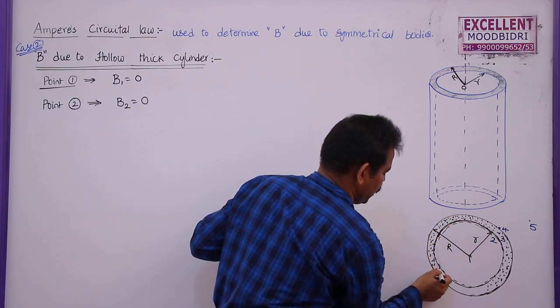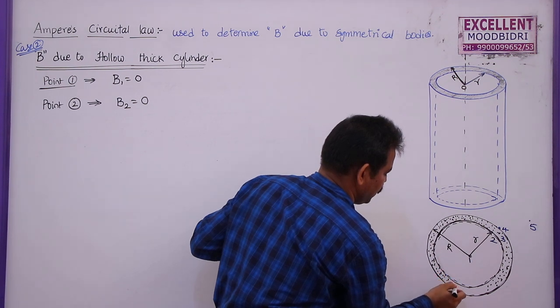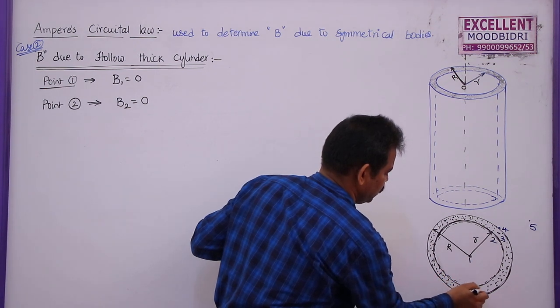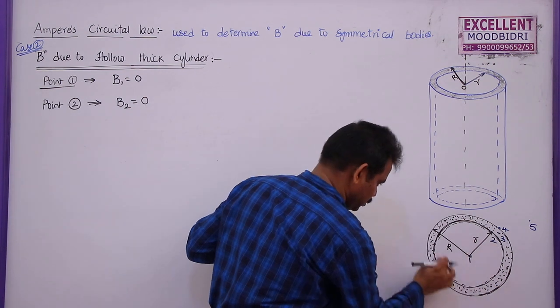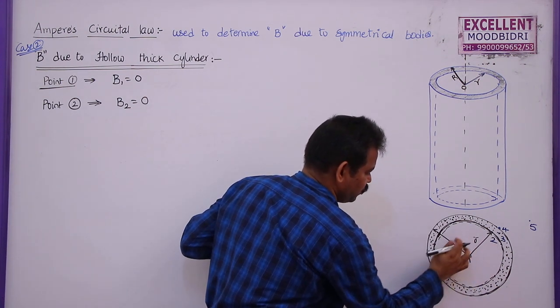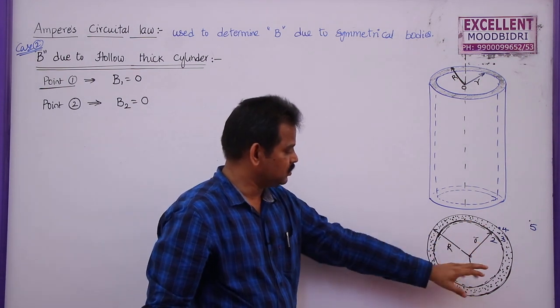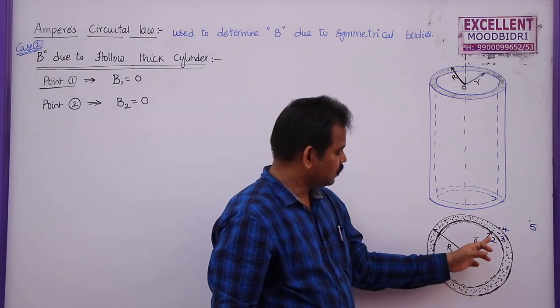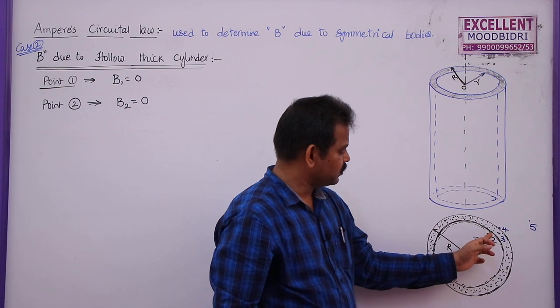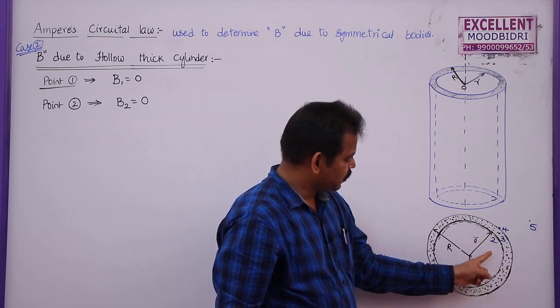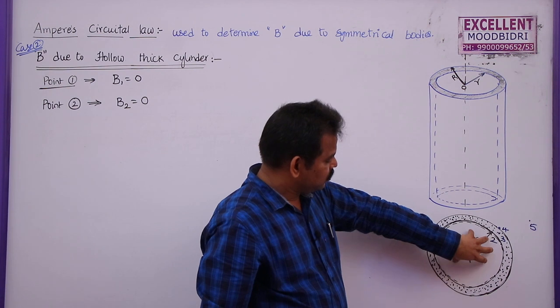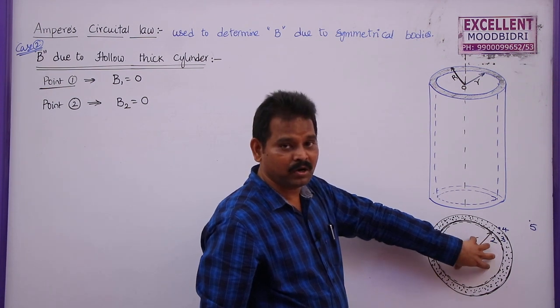Now if you draw any number of Amperian loops within the hollow region, first loop, second loop, third loop, fourth loop, these loops will not enclose any current. That's why the magnetic field at the first point or at the second point, even if you take the 7th, 8th, 9th point somewhere here, this region will not contribute any magnetic field.